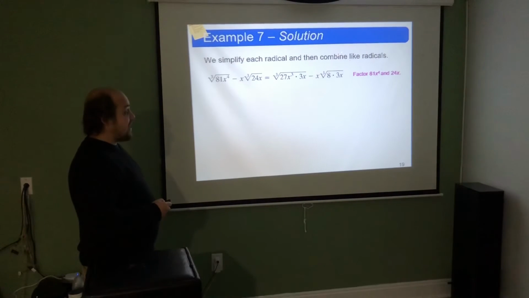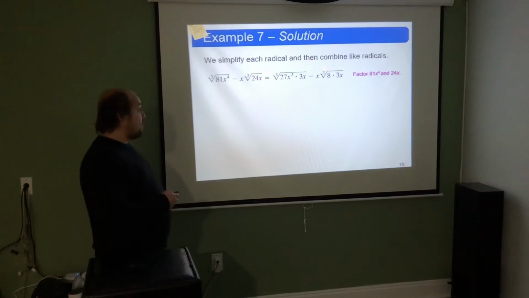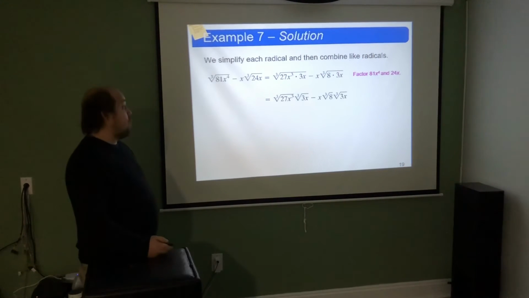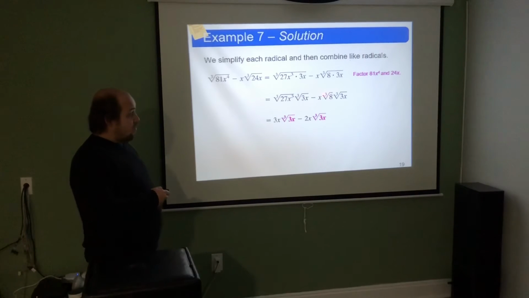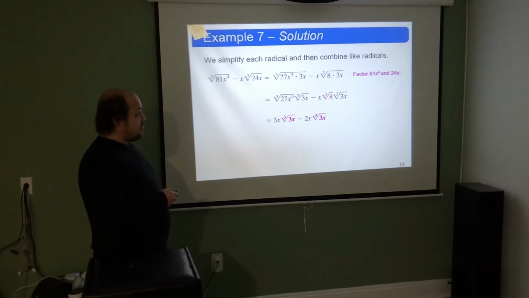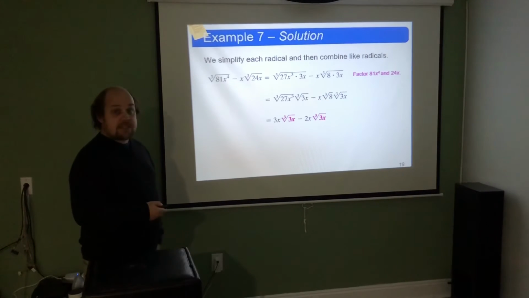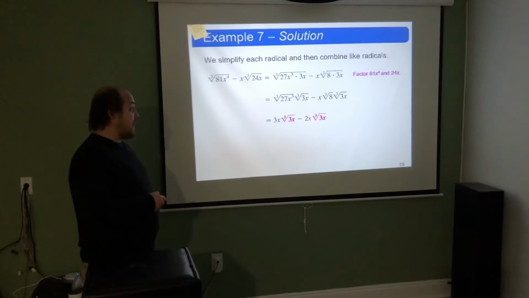Over here I have a negative x outside already. 24x was broken down into 8 times 3x. 8 is a perfect cube that can come out as 2. So when I reduce this, the cube root of 27x cubed is really 3x because the cube root of 27 is 3, and the cube root of x cubed is x. Left behind is the cube root of 3x. Over here, the cube root of 8 is 2. 2 times the negative x that was already outside is where we're getting this negative 2x, also being multiplied by the cube root of 3x.